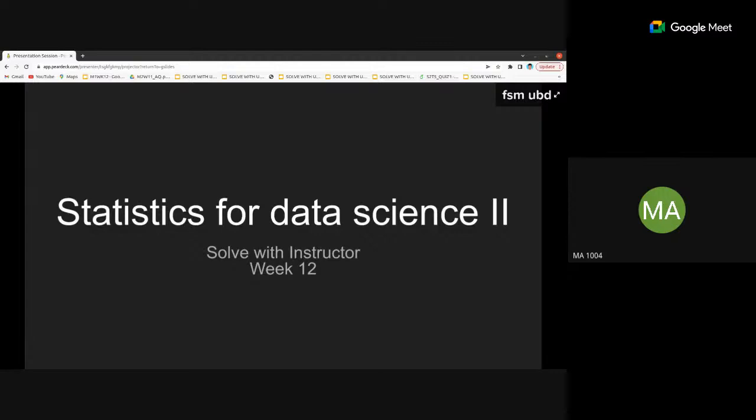Okay, let's do week 12 first. Then we will go back to week 11, and then we can talk about other things. So coming back to week 12, we will be doing different tests which are called t-test, chi-square test, and f-test. All these tests are used in different scenarios.